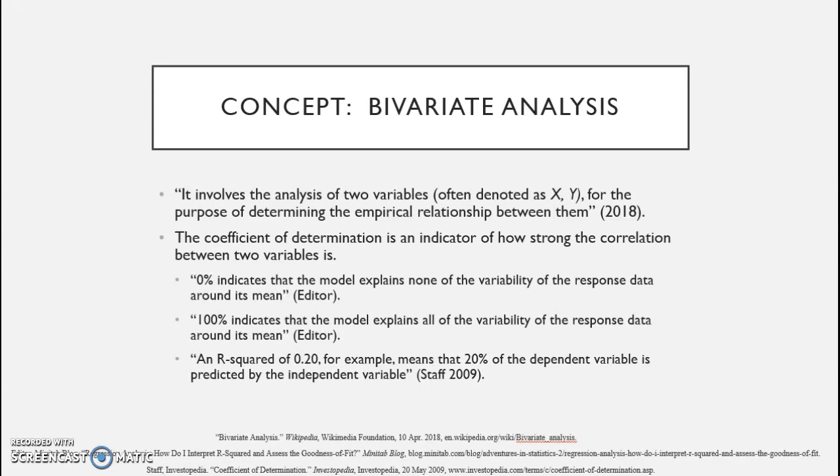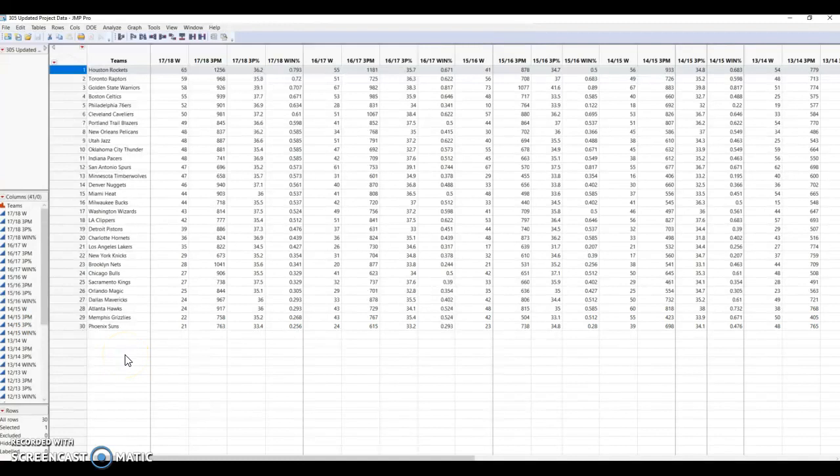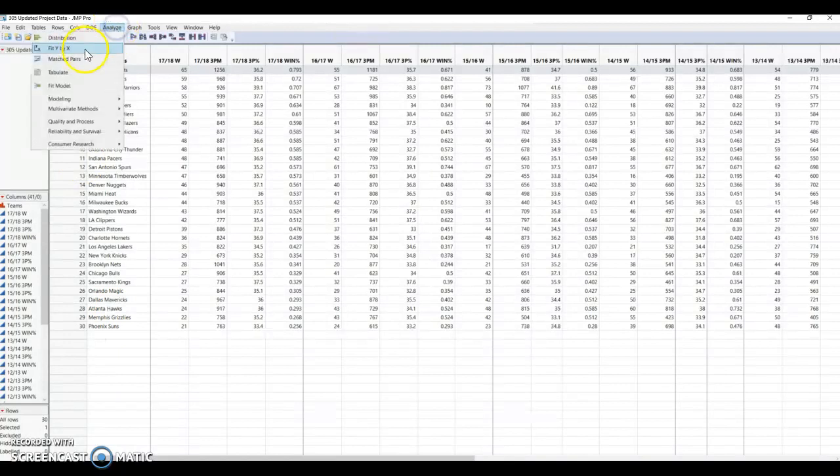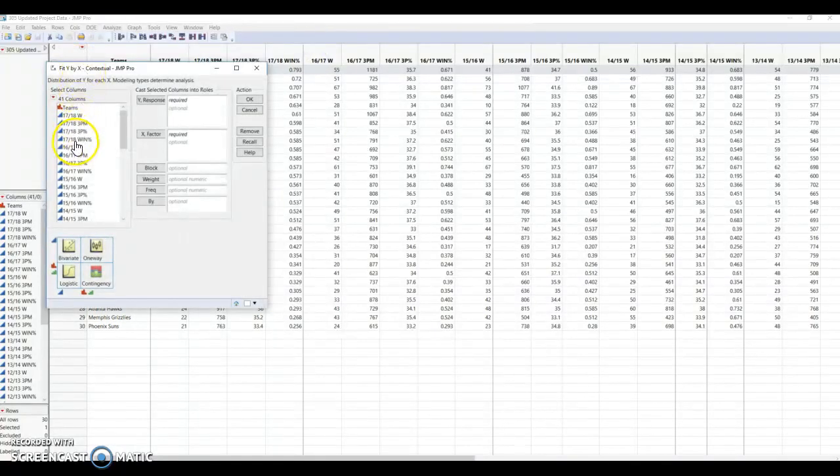analysis in action. So here we have a data sheet in JMP, and this is actually the data for our Engineering 305 project. And notice how we have all 30 NBA teams, and we have different data for each season. So we'll go ahead and go to Analyze, Fit Y by X, and we will check to see if there is any correlation between the 2017-2018 win percentage and 2017-2018 3-point percentage. So we'll go ahead and put win percentage in the Y slot and 3-point percentage in the X slot.